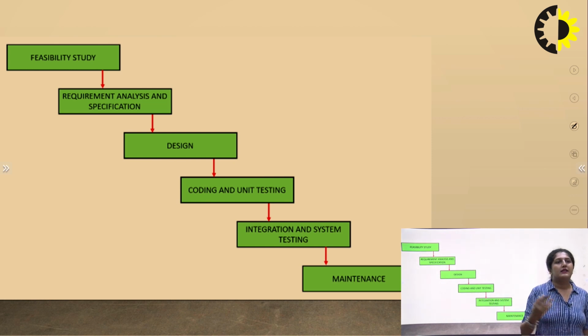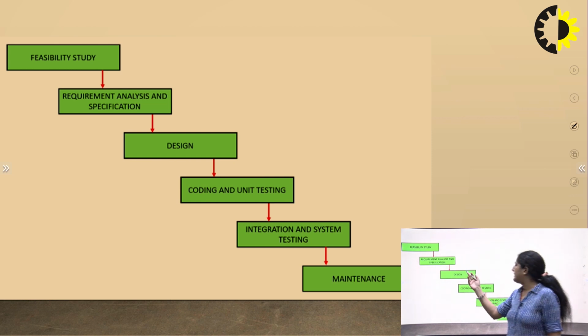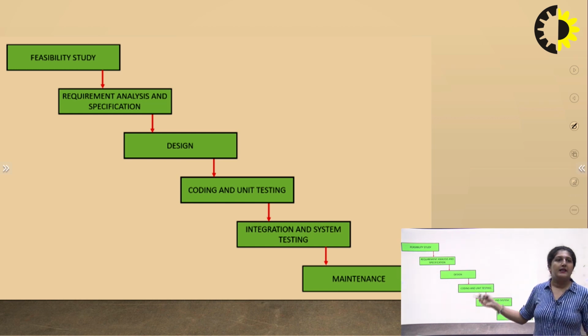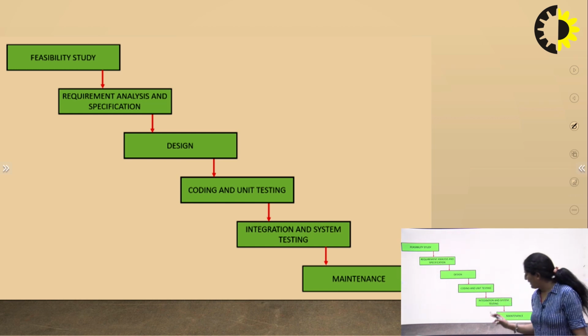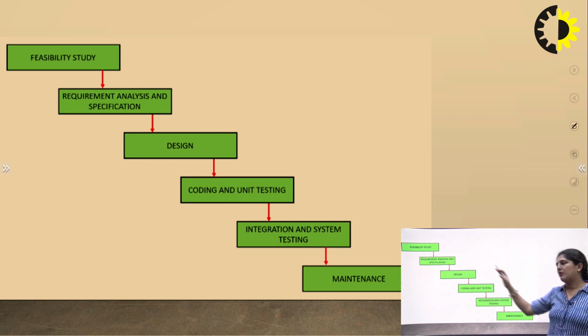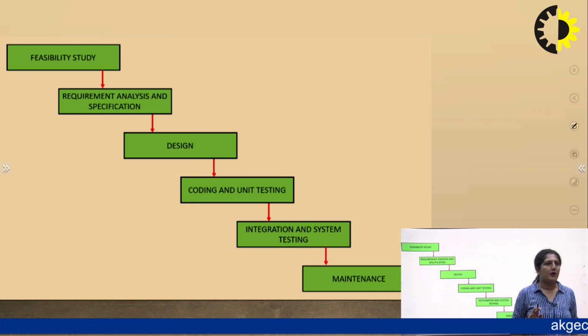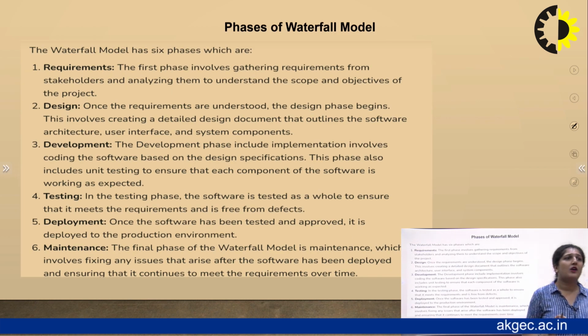After that, the designing phase comes, then coding and unit testing, then integration and system testing, and lastly the maintenance phase. So these are the different phases of the waterfall model. Let us understand all of these.